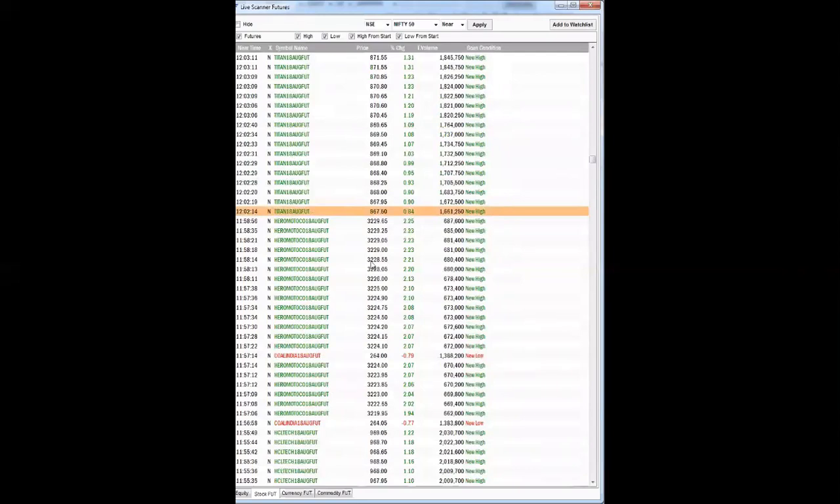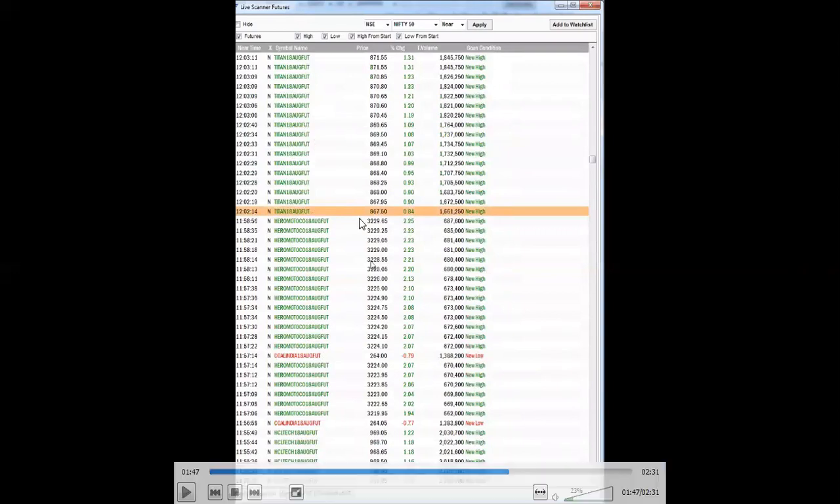The people were short in Titan, and then the Titan made a high in such a short span that the people who were on the short side have to cover their loss. They have to cover their stop. Short side.